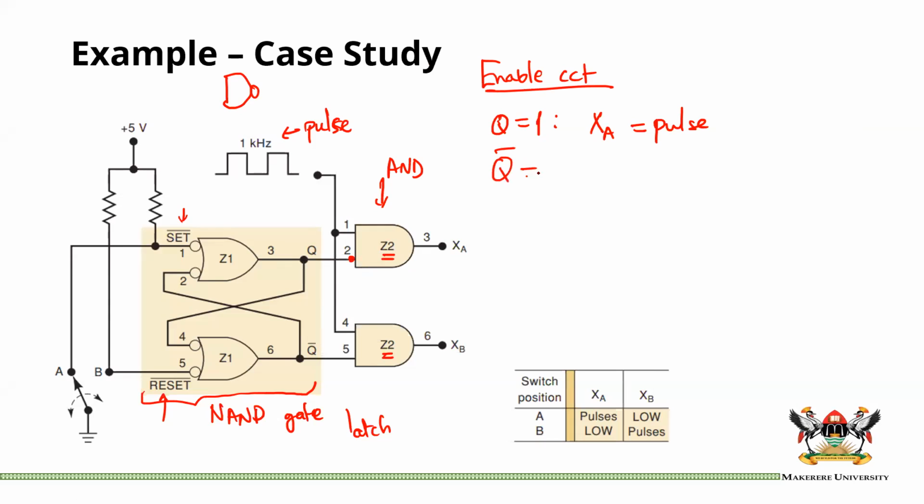And if Q inverse is equal to 1, meaning that Q is 0, then the output here will be 0. We can say XB is equal to 0. If Q inverse is equal to 1 here, that means Q is equal to 0. If this is a 1, then whatever is at the other input will go through, and that is actually the signal. So XB will be equal to that pulse, whereas we know that XA, because Q inverse is a 1 and Q is a 0, will be equal to a 0.